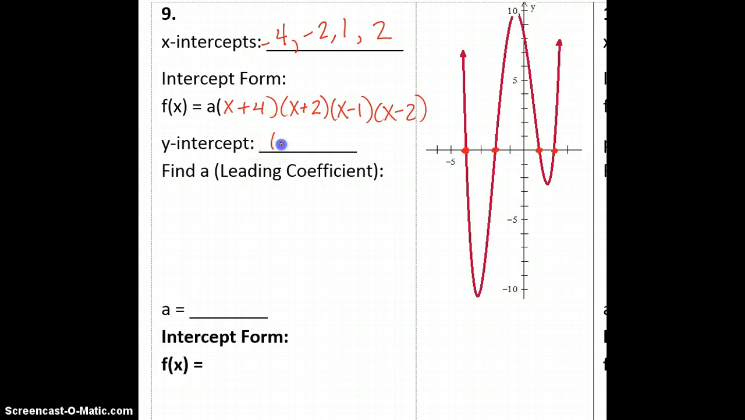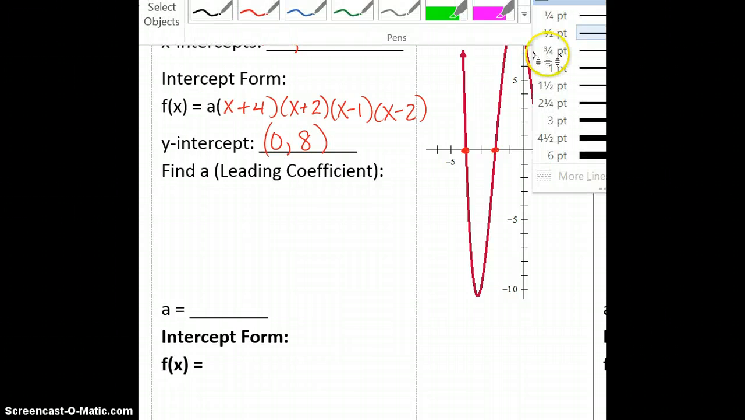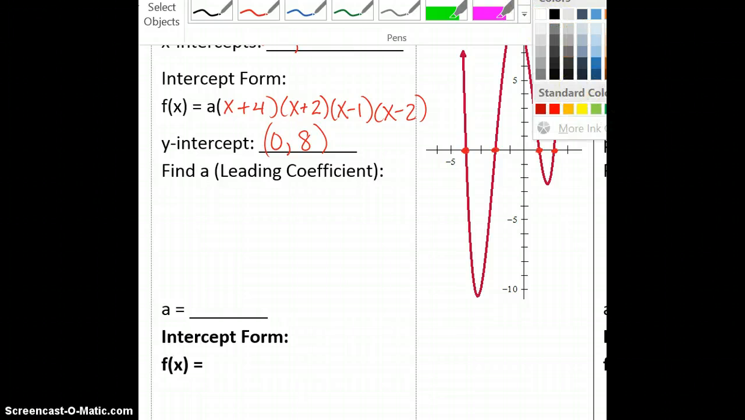The y-intercept, if we look at the picture here, is (0, 8). So we have almost everything we need. We just need this A right there. So I'm going to change colors here. This is all the work to find the A.